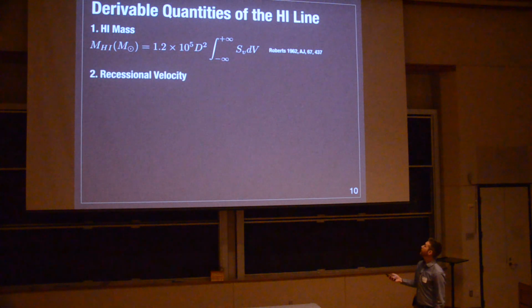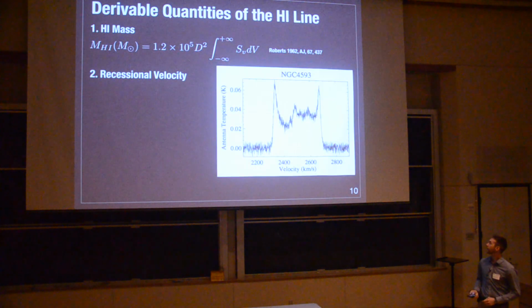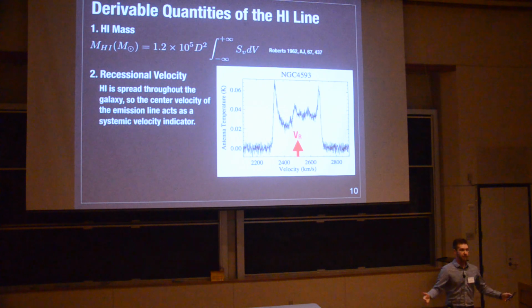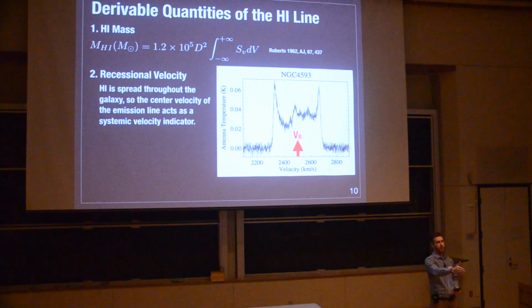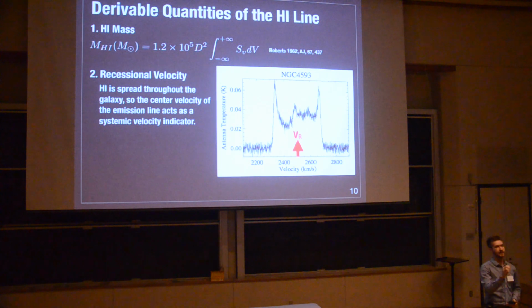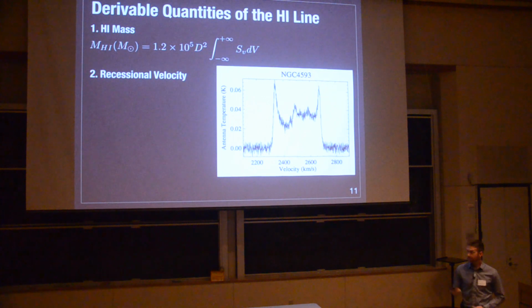So, the next thing we can get is recessional velocity. So let me bring back my George Clooney profile here. Now, like I said, all of the broadening is due to rotation. So if you look at the middle of the profile, you're pretty much seeing the middle of the galaxy. So it is a very good indicator of the systemic velocity of the entire thing. No equations, I just wanted you to know that.